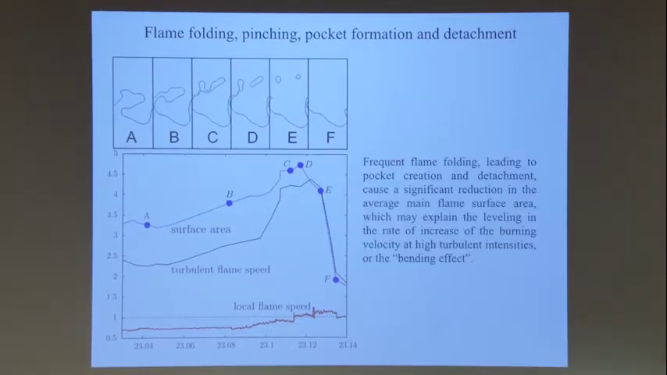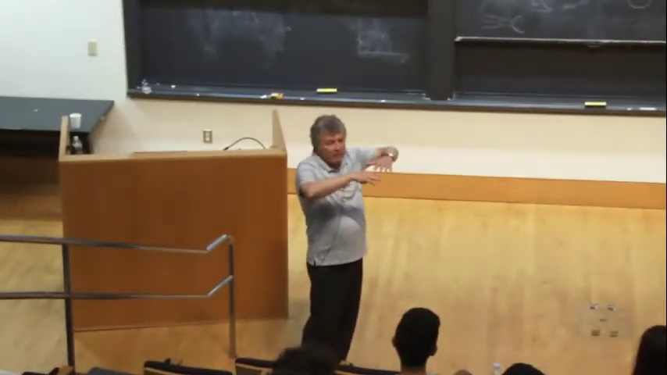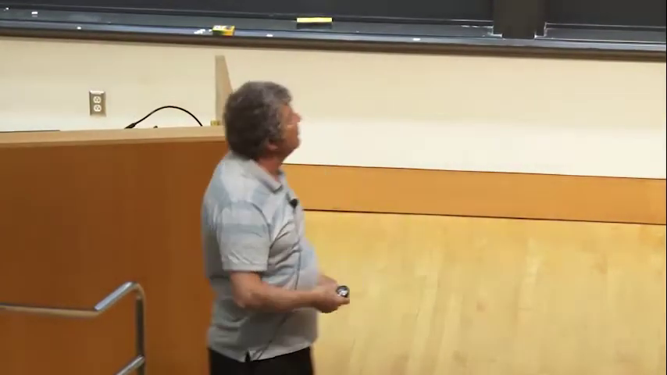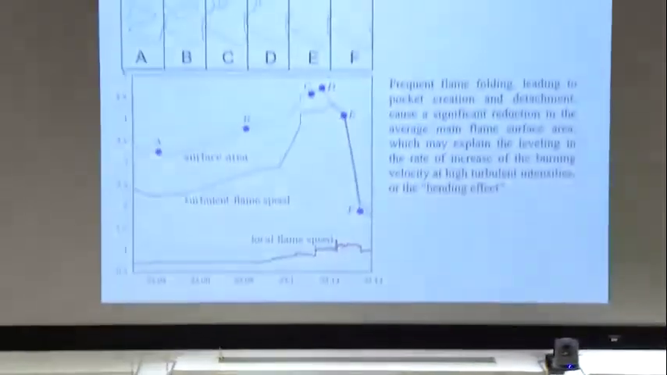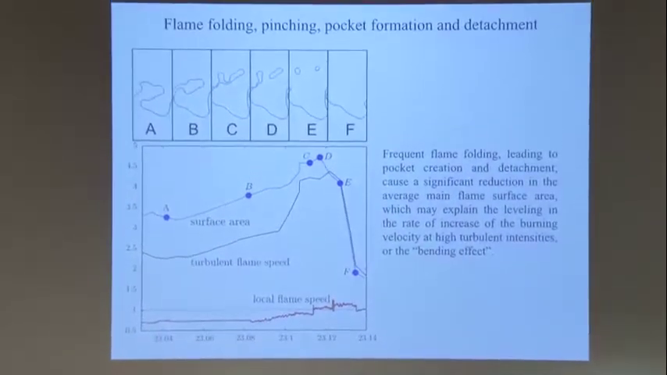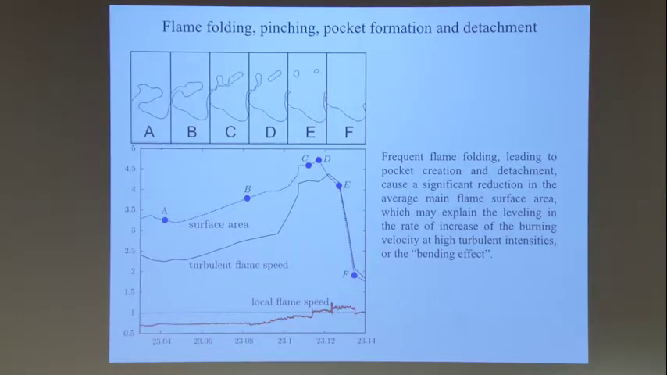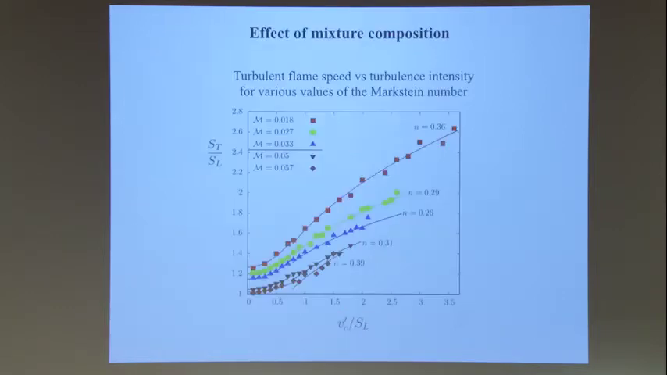So what we argue is that it is this frequent folding of the flame and detachment that causes a reduction in the main flame surface. And that is the main reason, in our opinion, of the bending effect that caused the turbulent speed to eventually slow down as you increase the intensity.